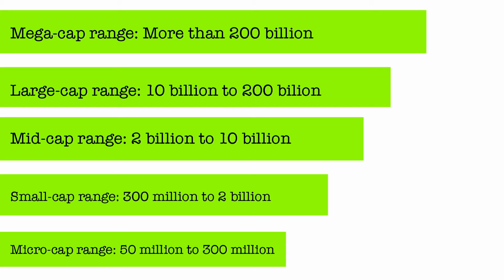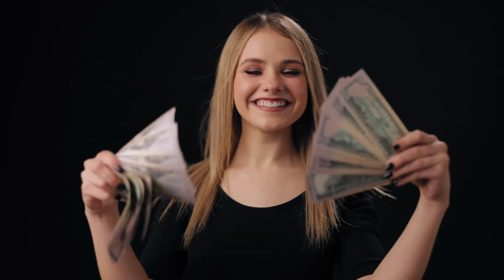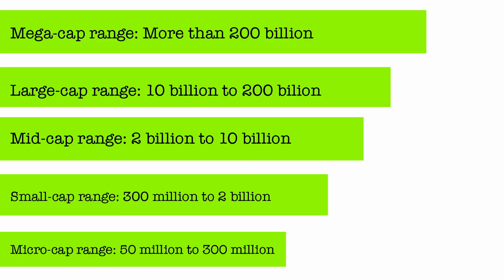Next, we have the small cap, which is 300 million to 2 billion. And then we have the micro cap, which is 50 million to 300 million range. Now, these are the risky stocks to invest into because these are the companies that are just starting out, so their potential is uncertain. On the upside, they have been known to produce higher average return than large cap stocks because of that room for growth.